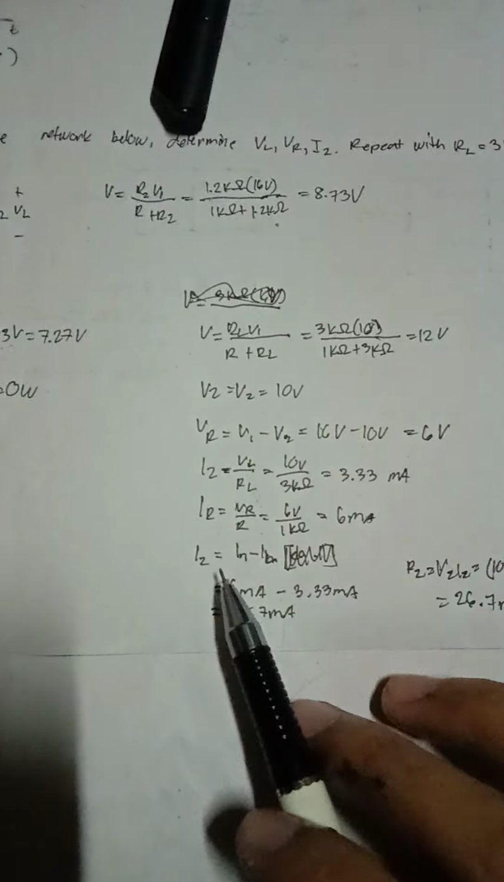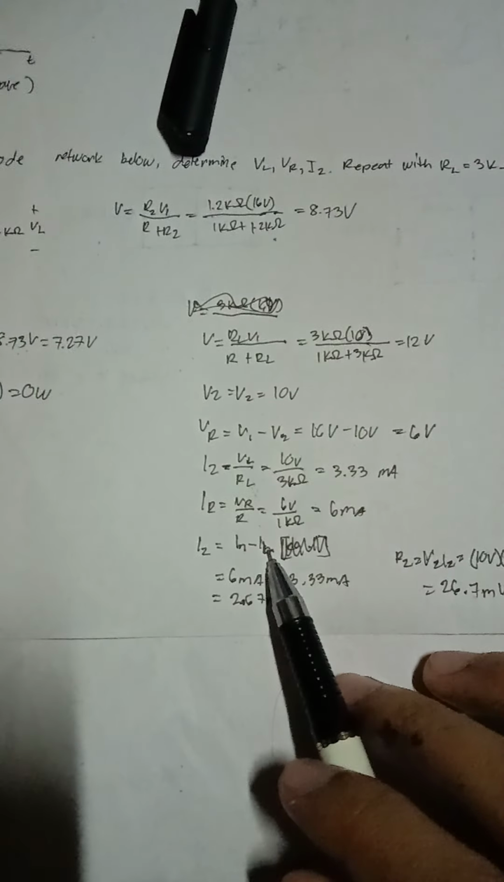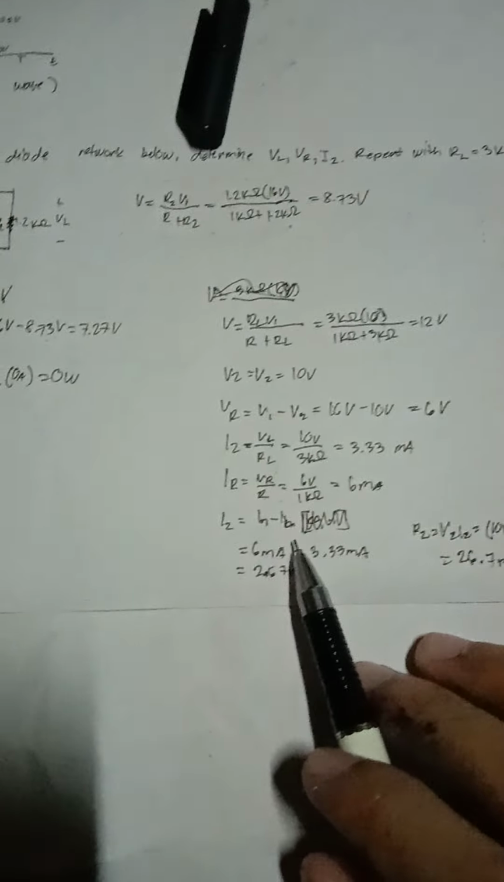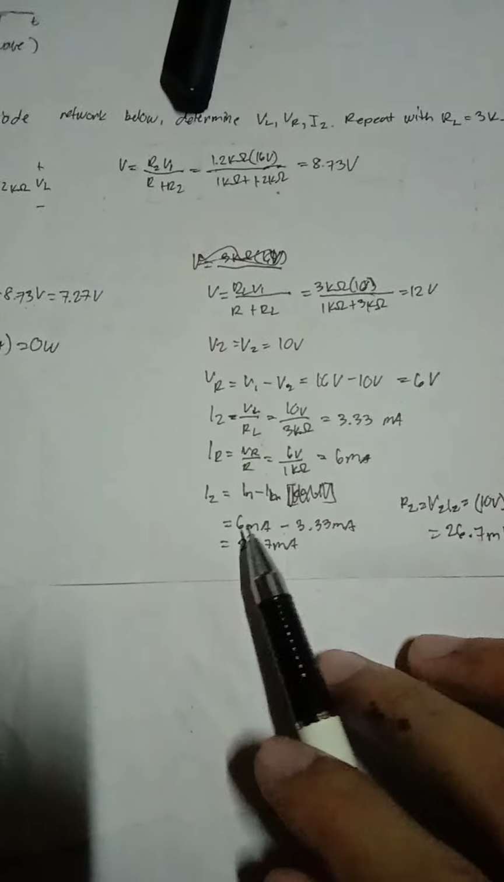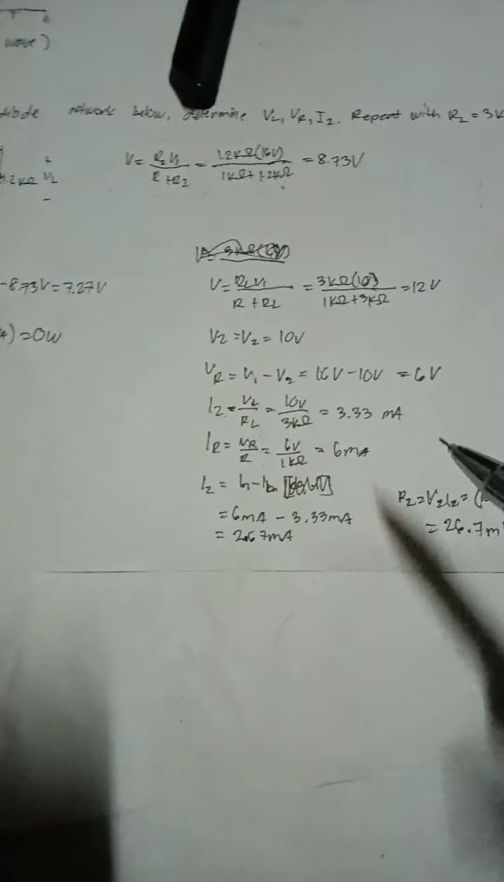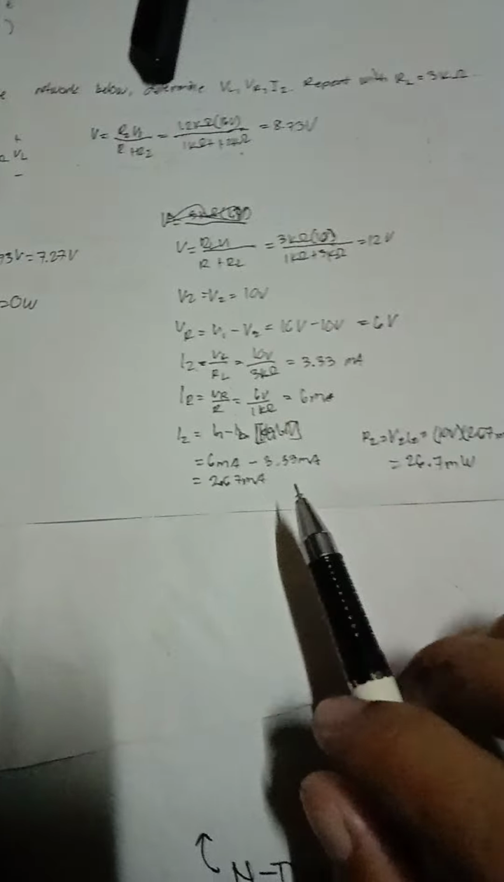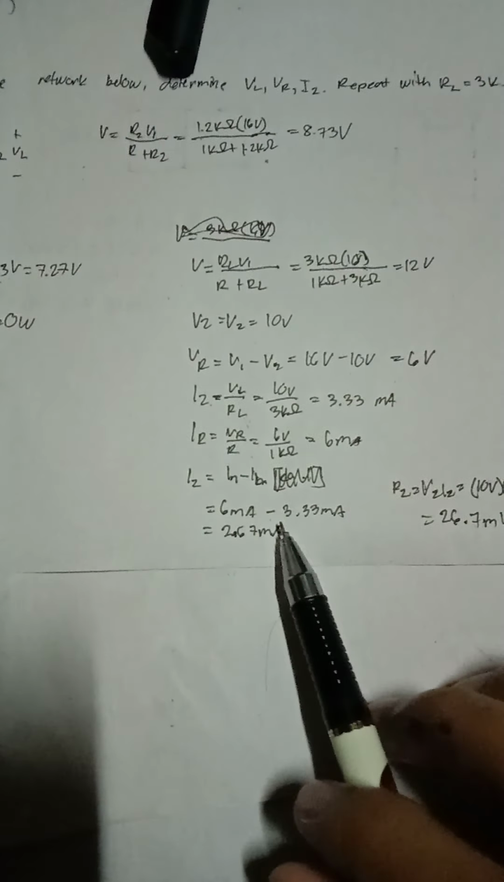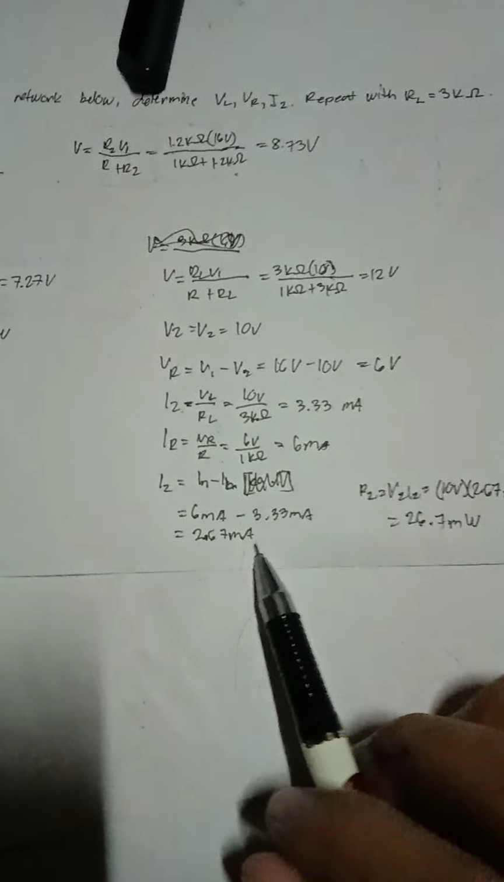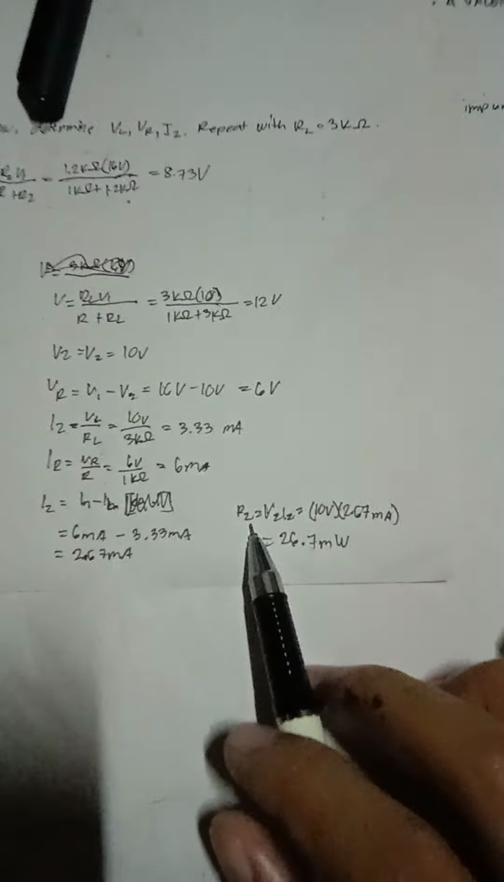And IZ, the formula is IR minus IL. So first, IR and IL, we will subtract to get our IZ. So 6 milliamperes minus 3.33 milliamps is 2.67 milliamps.